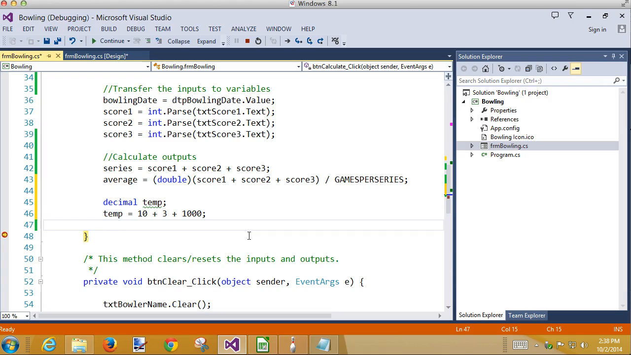What is that telling me? That decimals and doubles don't mix. Decimals and integers? Sorta. Can I do this? Oh my God. So I have to change my rules. Decimals and doubles don't mix.